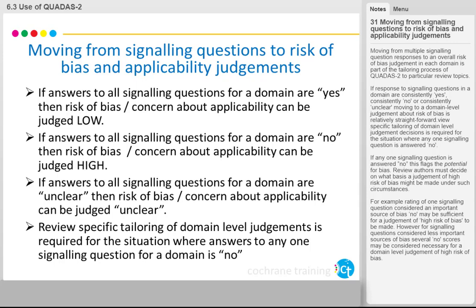Review-specific tailoring of domain-level judgment decisions is required for the situation where any one signalling question is answered no. If any one signalling question is answered no, this flags the potential for bias. Review authors must decide on what basis a judgment of high risk of bias might be made under such circumstances. For example, a rating of no for one signalling question considered an important source of bias may be sufficient for a judgment of high risk of bias to be made. However, for signalling questions considered less important sources of bias, several no scores may be considered necessary for a domain-level judgment of high risk of bias.